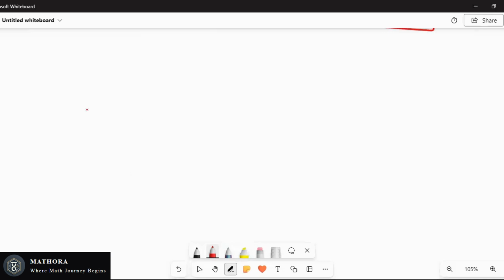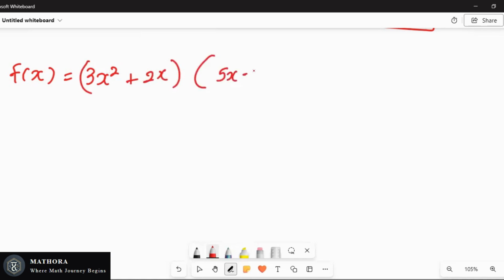So let's assume f(x) equals (3x squared plus 2x) times (5x minus 4). So this is u(x) and this is v(x). First of all, we need to find the derivatives of u(x) and v(x).